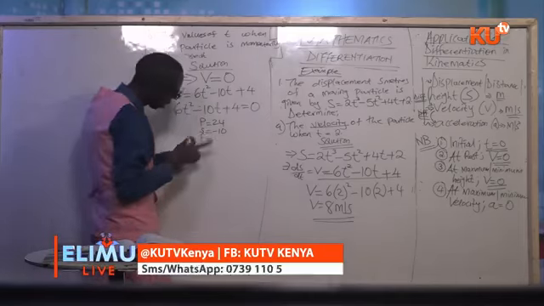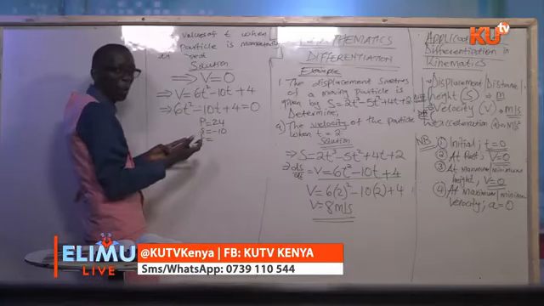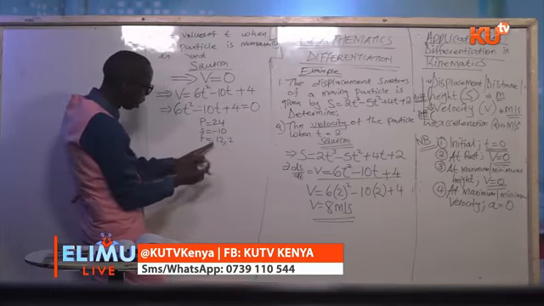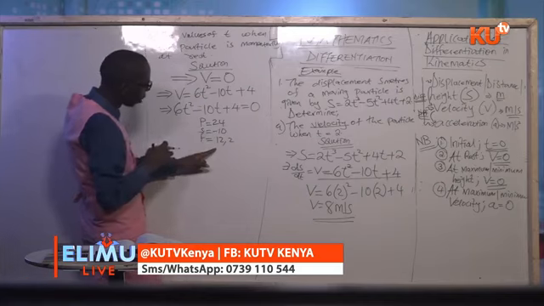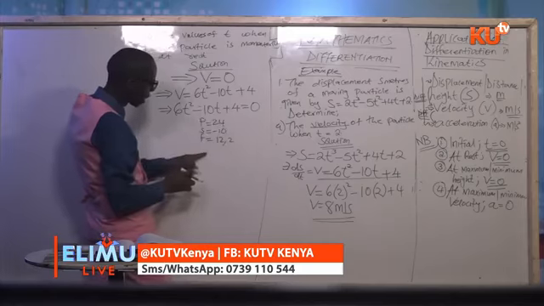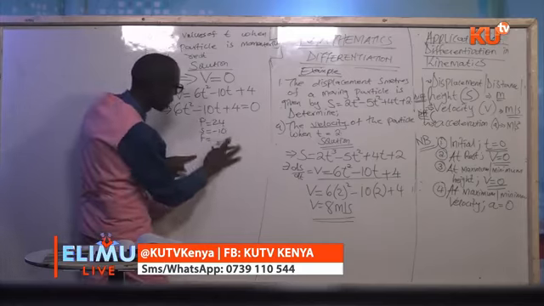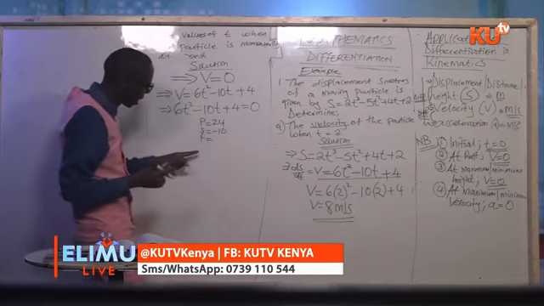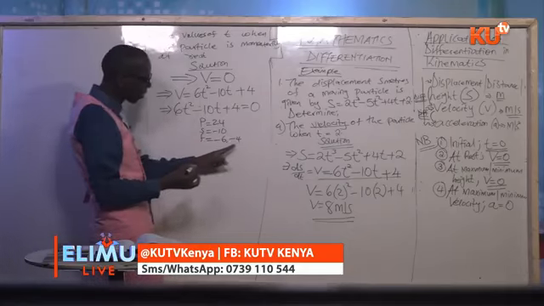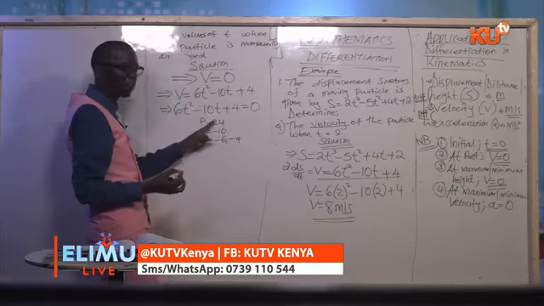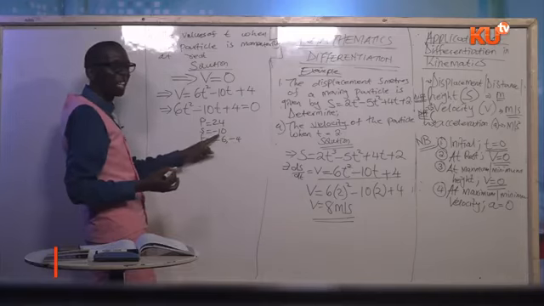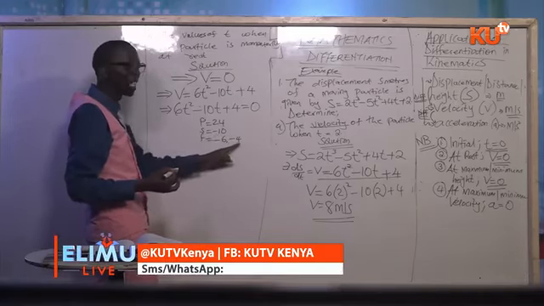So we look for two numbers that multiply to give 24 and add to give negative 10. We can try to get the factors of 24. Like 24 is 12 times 2. Now 12 times 2 is 24, but when you add, you'll not get negative 10. So that one will not give us. Other factors are negative 6 and negative 4. When you take negative 6 times negative 4, you'll get positive 24. When you take negative 6 plus negative 4, you'll get negative 10. Therefore, our factors are negative 6 and negative 4.